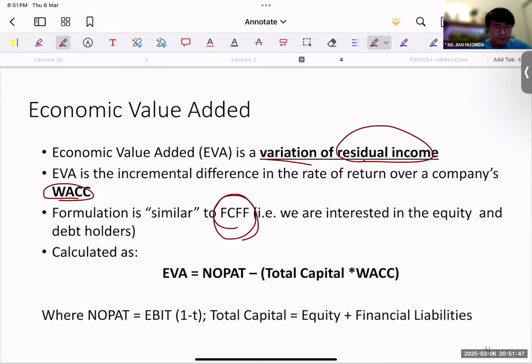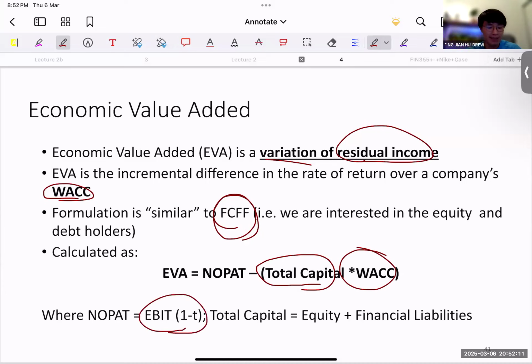Now, for your economic value added, EVA is given by your NOPAT minus your total capital times WACC. Okay, so what is NOPAT? NOPAT is your net operating profit after tax, which is given by EBIT times 1 minus T. So, NOPAT minus total capital times WACC.